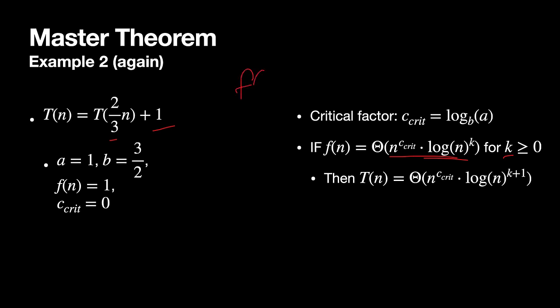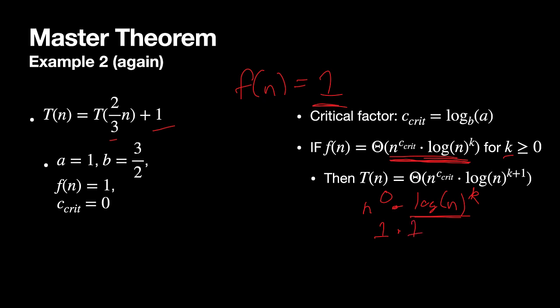Again, f(n) is equal to 1. To fit this form, we'd have n to our critical factor, which would give us 1 since our critical factor is 0, times log n to the k. So we'd have 1, and we want to know what k needs to be. Well, just to get a constant 1, this could be 0, right? If we take the log of anything to the 0th power, we get 1. So k could just be 0. When k is 0, f(n) is theta of 1, constant time.